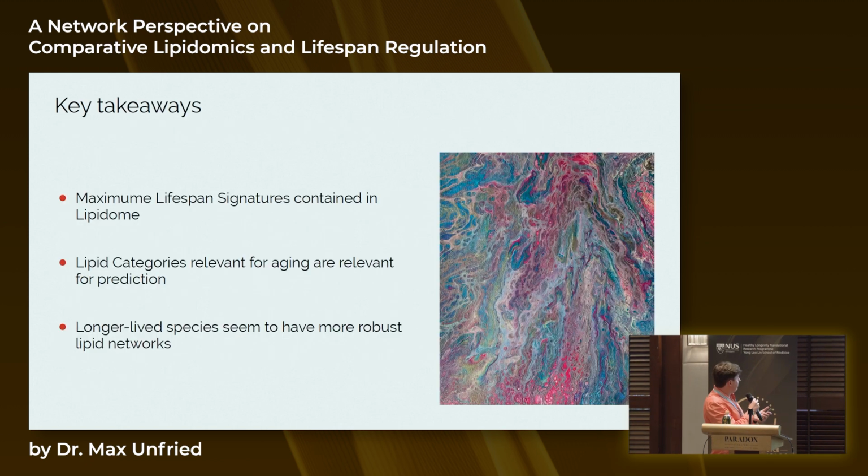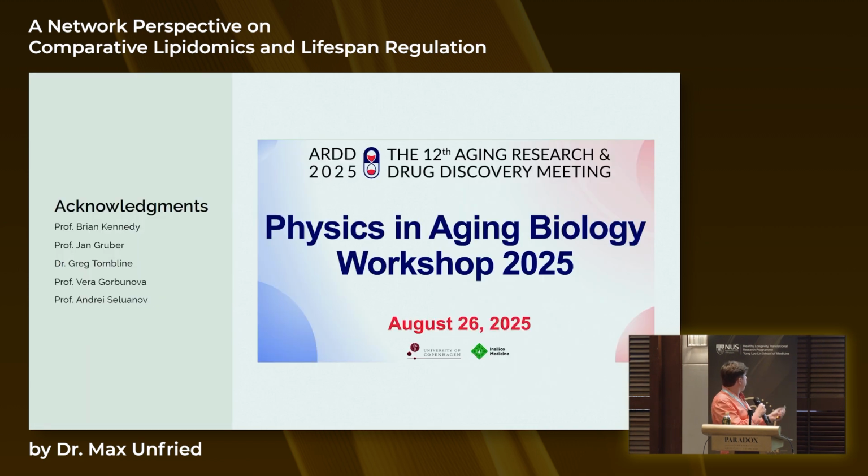So the key takeaways are that you have maximum lifespan signatures that are contained in the lipidome. Lipid categories relevant for aging are relevant for prediction here as well. And long-lived species seem to have more robust lipid networks, which probably allows them to live longer. And with that, I'm wrapping it up.